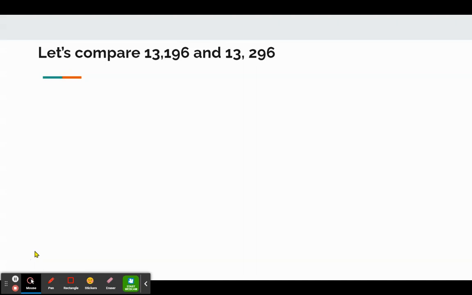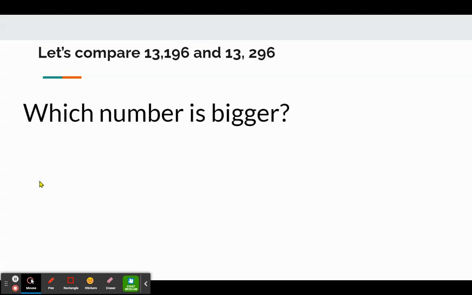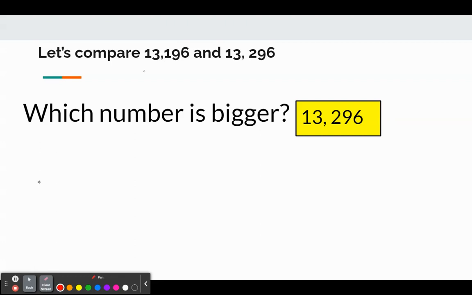So the first thing we're going to do is compare 13,196 and 13,296. So which number is bigger? Yes, 13,296 is bigger because if we compare our hundreds place, let me go ahead and stack these up right here. With 13,196 and 13,296, we can see that our ten thousands are the same, our thousands are the same, but if we look at our hundreds, our 200 is more than 100. So 13,296 is going to be our bigger number.